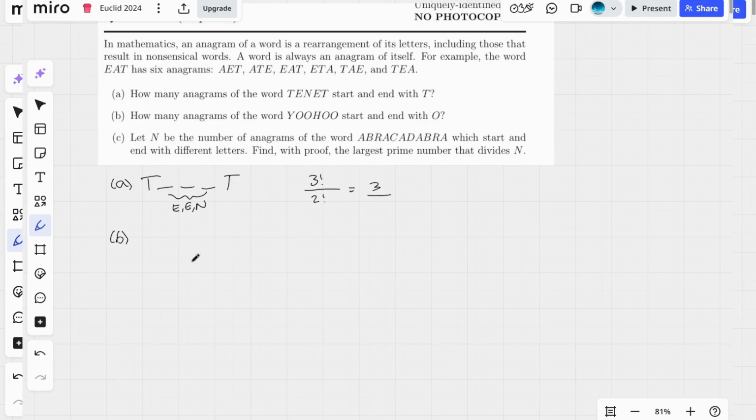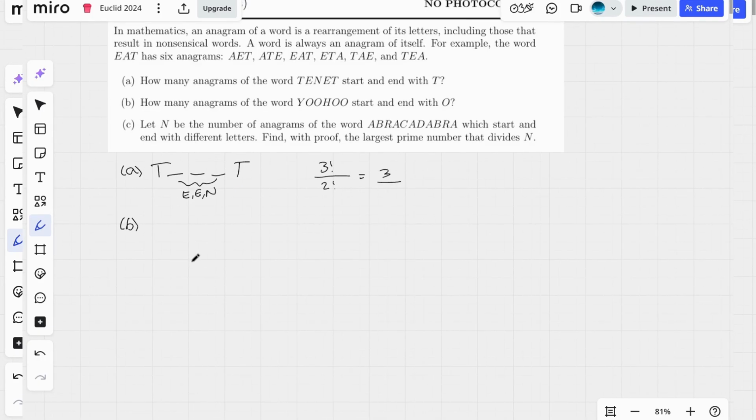For B, how many anagrams start and end with O? So once again, you can have an O and then 4 spaces and then the other O. And in between, so in these 4 spaces, you would have a Y, O, H, O, right? So this is 4 letters to permute, and then you have 2 of the same letter, so you divide that by 2 factorial, and this would give you 12, which is 24 over 2.